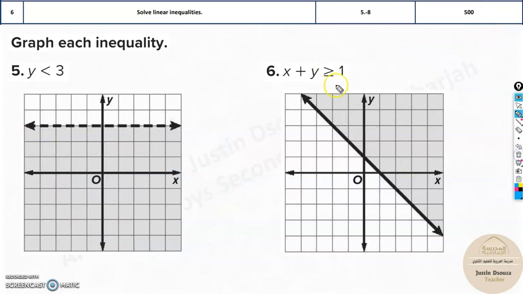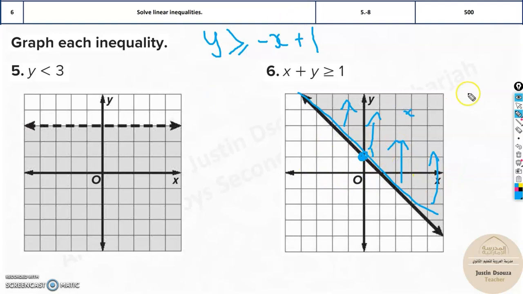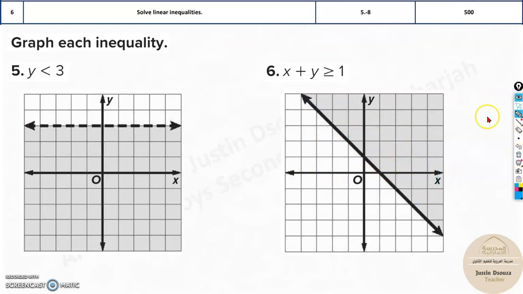That's it. Here we will have to rearrange this. y will be greater than or equal to minus x plus 1. You can see minus x will mean it's going downwards, and plus 1 means the y-intercept is at 1. And y is greater than or equal to, that means the solid line. Greater than or equal to means upwards. The solution region is upwards. So you don't need to take a test point and test and all that.